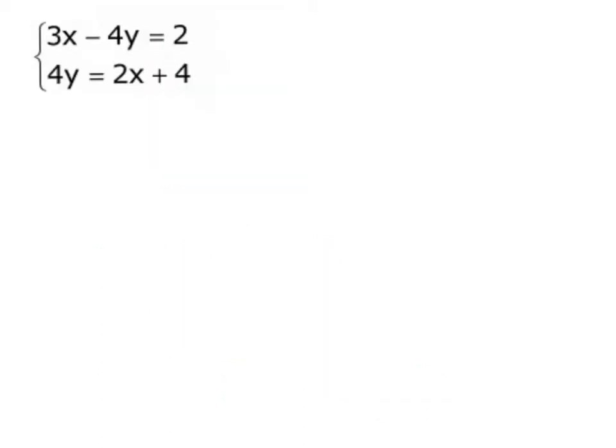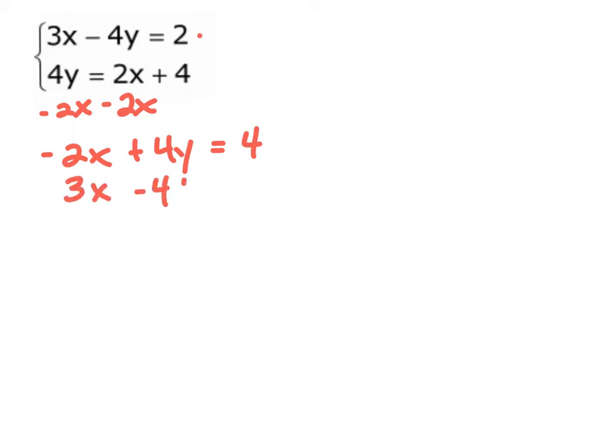Our third example here is the first one where I make you guys work a little bit. So first, the first equation is in ax plus by equals c form, but the second equation is not, so I need to move that 2x to the other side. So I get negative 2x plus 4y equals 4. And what I'm going to do now is bring down this first equation so that it's right with it.